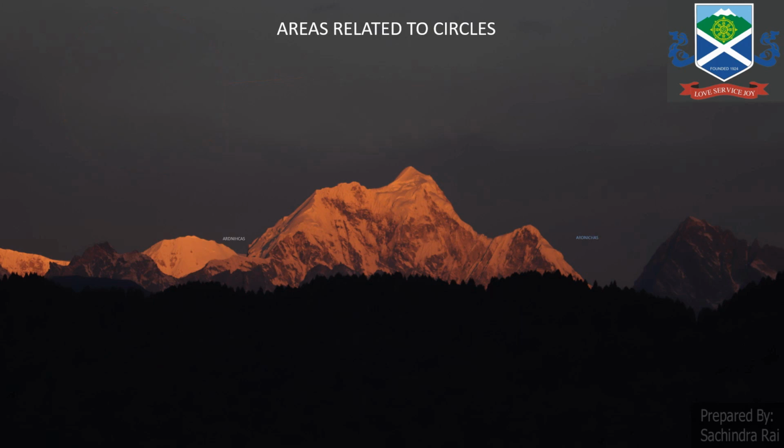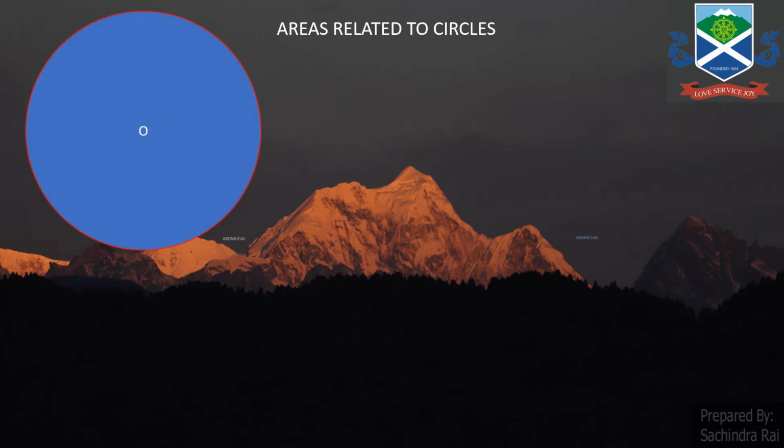Now let us have a look at different parts of the circle. So we have a circle with center O. If a line passes through the center of the circle, touching the boundary of the circle at points A and B, then we call it the diameter of the circle. It can be represented by capital D or small d.